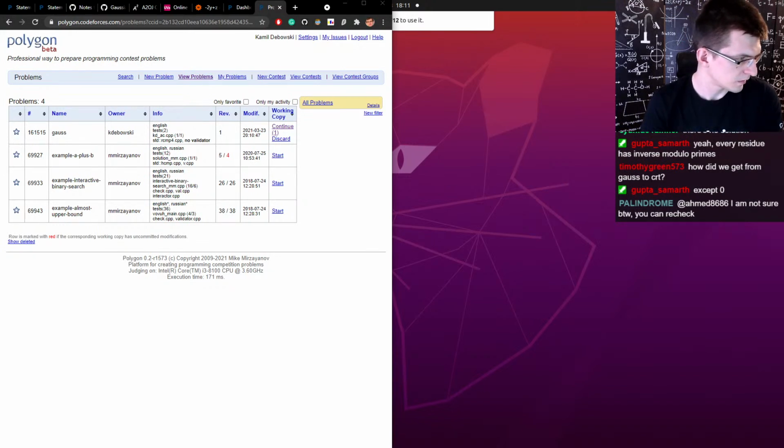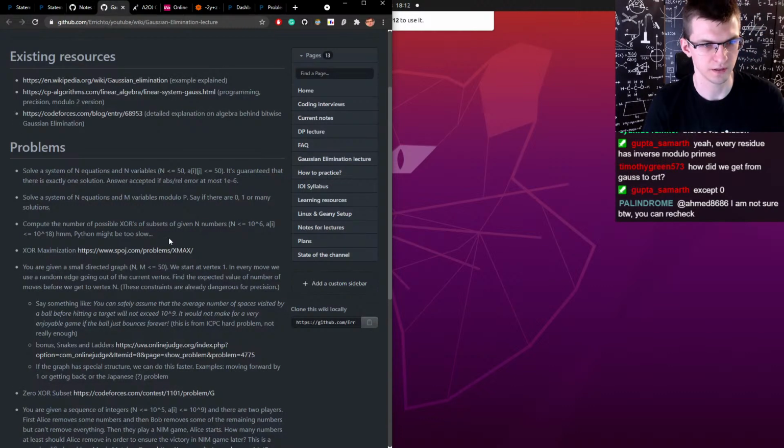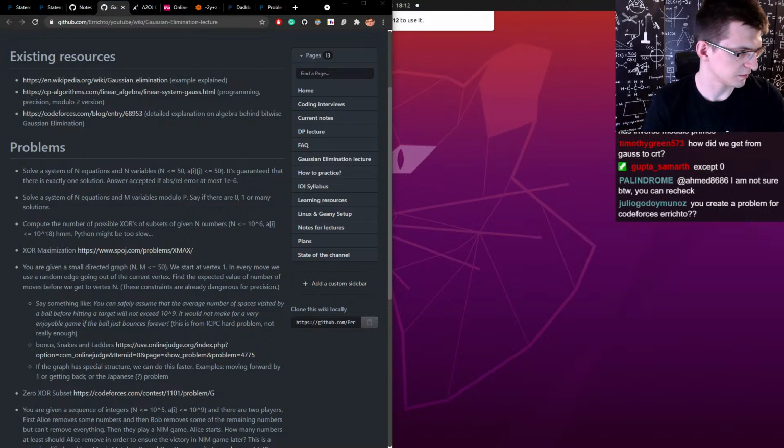No. New problem, and this is Gauss modulo. What will be the third problem for us to do? Number of XORs. So that's Gauss binary, let's say. I will just make a contest out of this, and then I can easily just give access to everything in the contest.